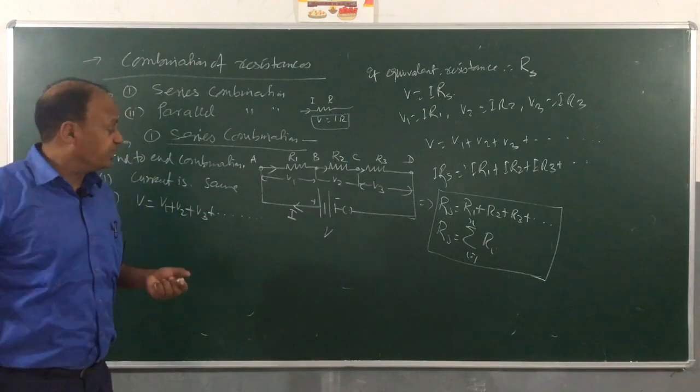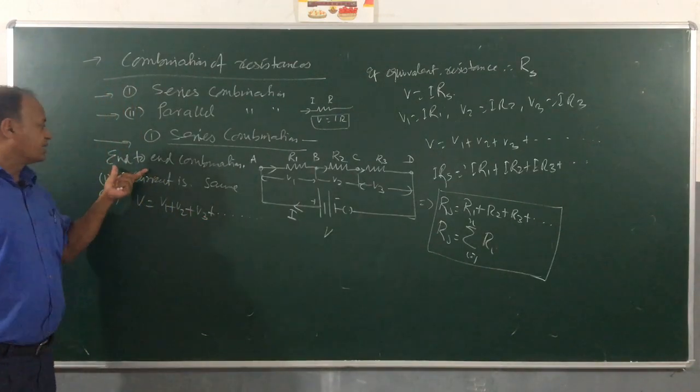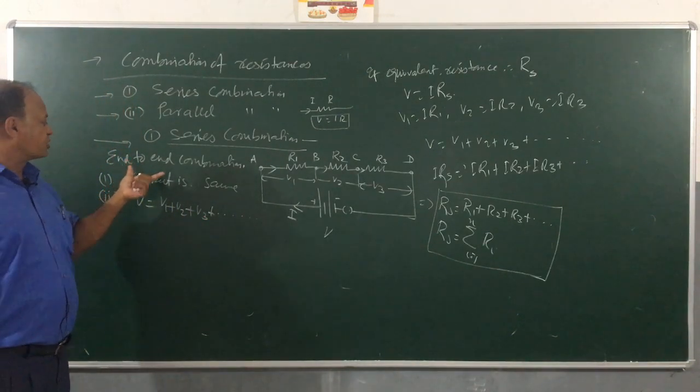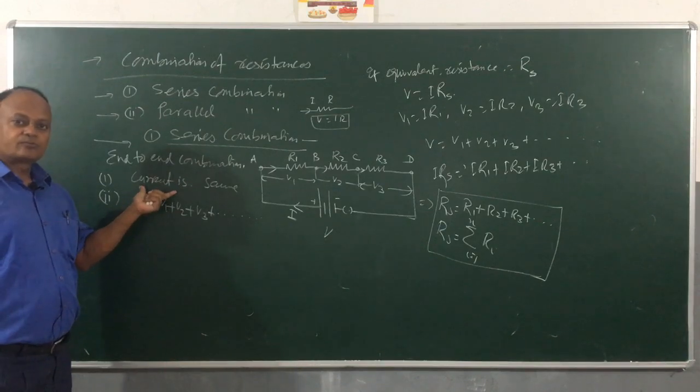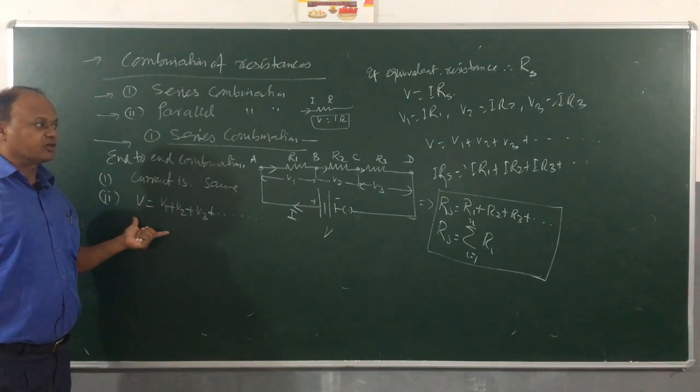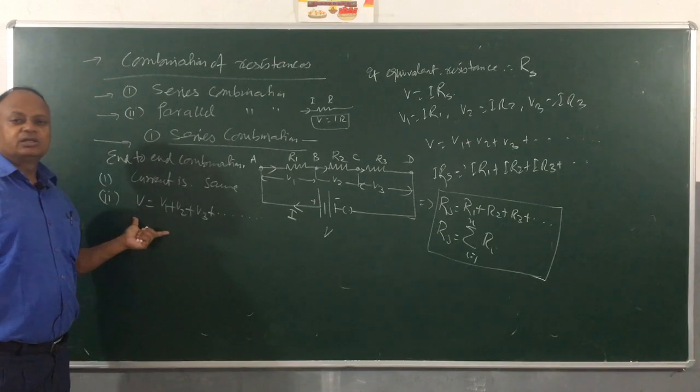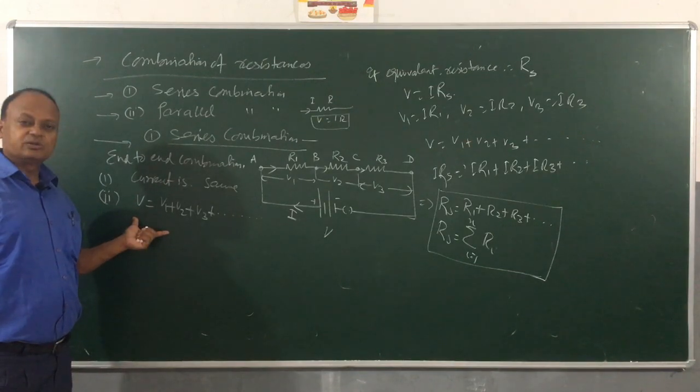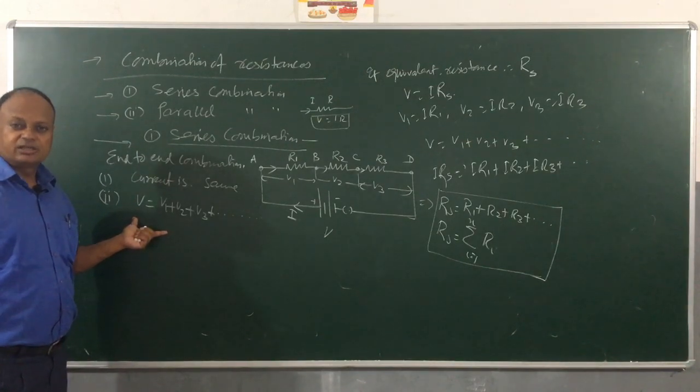Now what you need to remember is that current is same in series combination, and the sum of potential differences across individual resistances is equal to the applied potential difference.